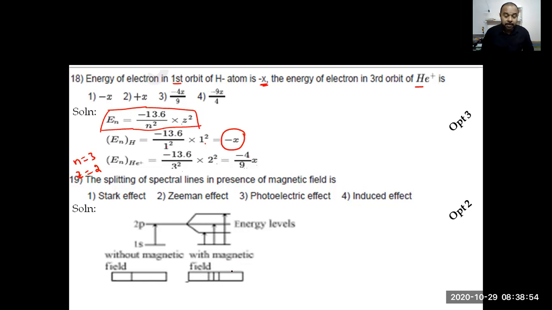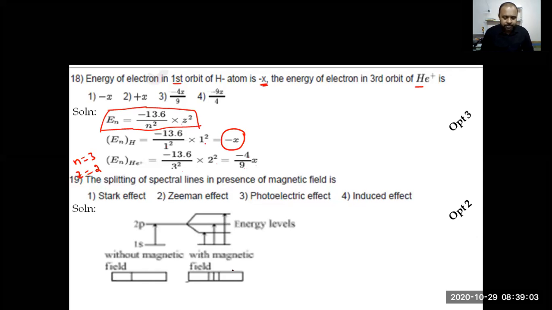In second year PUC, there is something called crystal field theory, which also deals with this kind of transitions. There you will get more clarity about it. Okay, fine. So option 2 is correct, Zeeman effect.